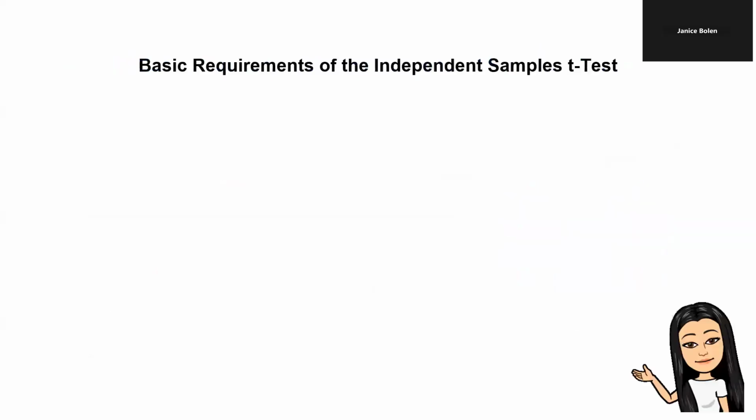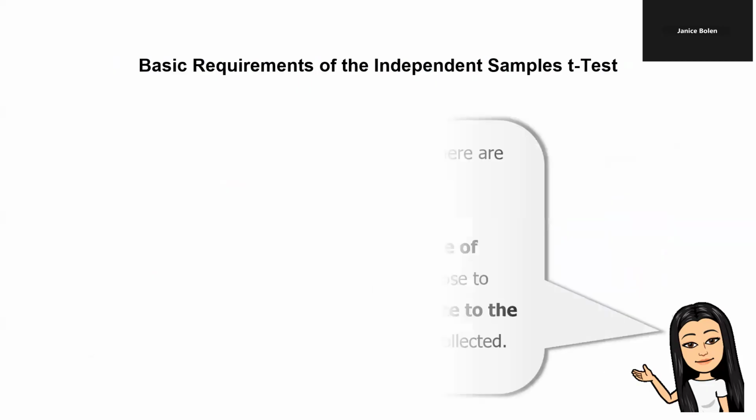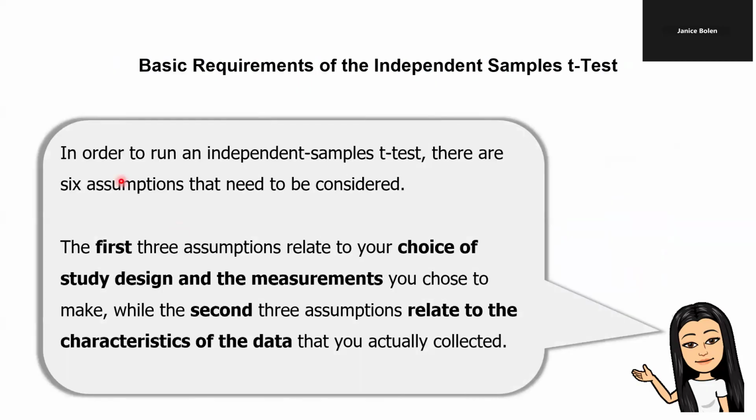Now, what are the basic requirements, or the assumptions, we have to meet in order for us to use an independent samples t-test? In order to run an independent samples t-test, there are basically 6 assumptions that need to be considered. The first three relate to your choice of study design and the nature of the data that you choose to make. The second three assumptions relate to the characteristics of the data that you actually collected. All right, so let's go over them one by one.